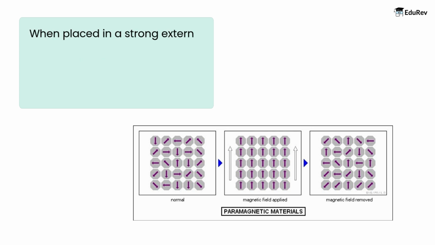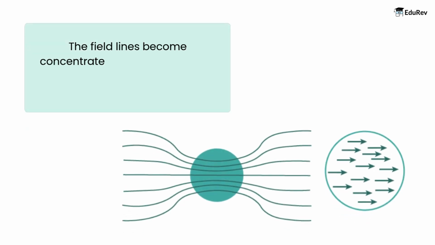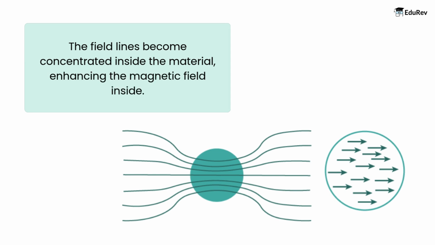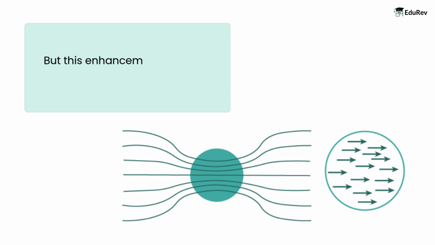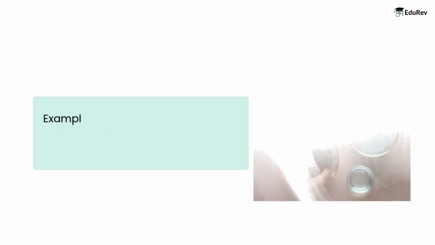When placed in a strong external magnetic field, B, at low temperatures, the atomic dipoles align with the field, leading to magnetization. The field lines become concentrated inside the material, enhancing the magnetic field inside. But this enhancement is slight, about 1 part in 10 to the power 5. In a non-uniform magnetic field, the material moves from weak to strong field regions.